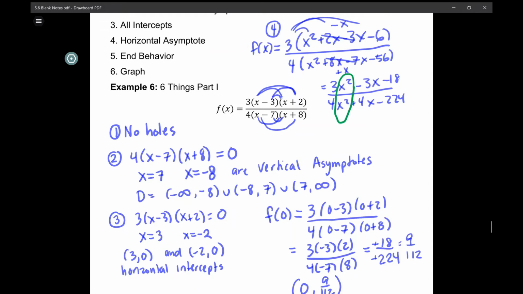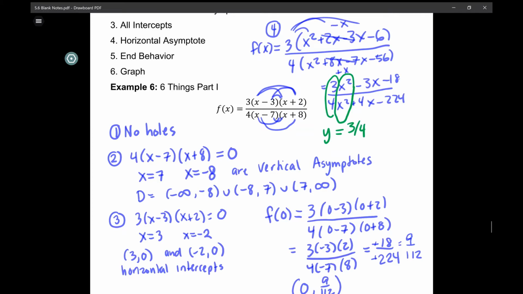And since the 1s were all coefficients on all my x's in this problem, my leading coefficients are going to be 3 over 4. So the degree of the top is equal to the degree of the bottom. So that means that the horizontal asymptote is y equals the ratio of the leading coefficients. y equals 3/4 is our horizontal asymptote.